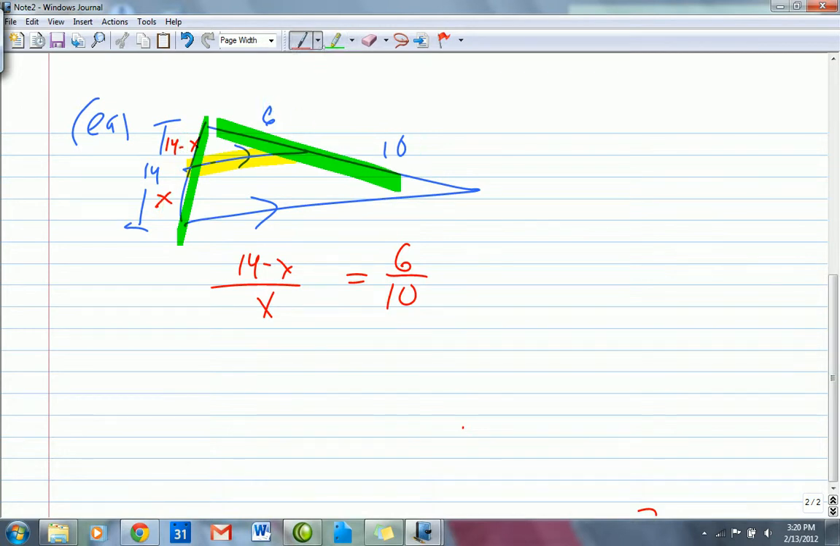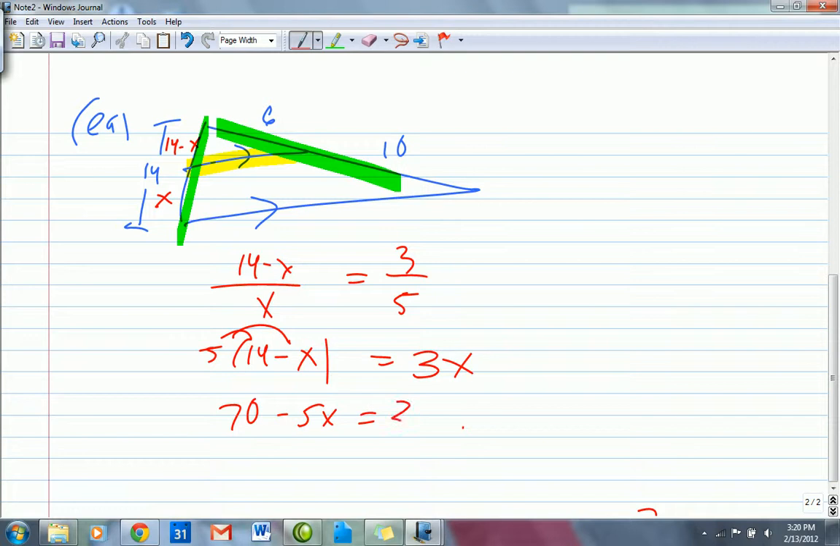And again, that's brought to you by two similar triangles. What I can do now is simplify 6 over 10, because I don't feel like dealing with big numbers. That's 3 to 5, same thing. Now I'm going to solve. I'm going to distribute the 5 to the 14 minus x, and that has to be equal to 3 times x by the means extremes property. 5 times 14 is 70 minus 5x, when I distribute that 5, equals 3x.